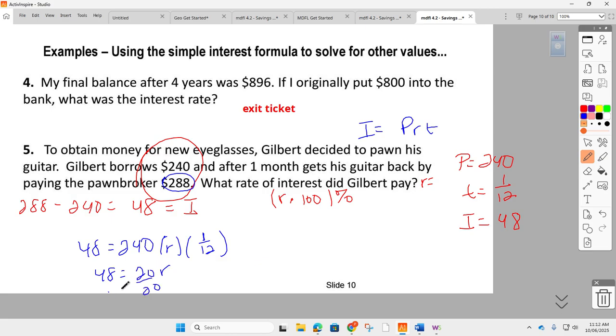And it looks like the rate is 2.4, but the rate is not 2.4. You have to multiply it by 100. So the rate is 2.4 times 100. That's a 240% interest rate, because we're figuring it out for a year. So if you were to figure out if he paid $48 in interest every month for 12 months, you would have paid 2.4 times the amount he borrowed. Okay?